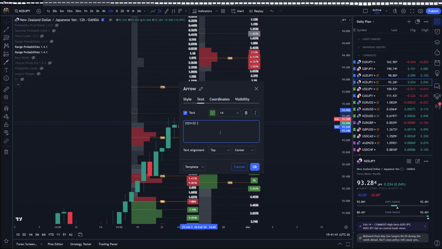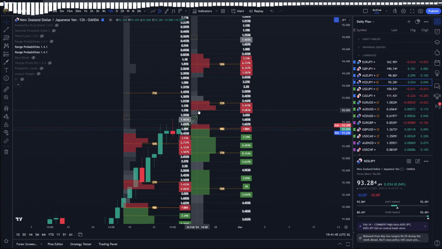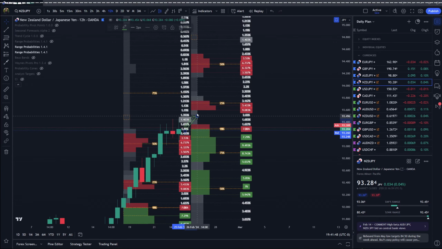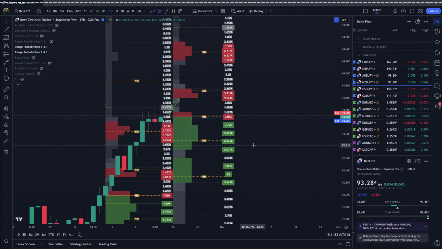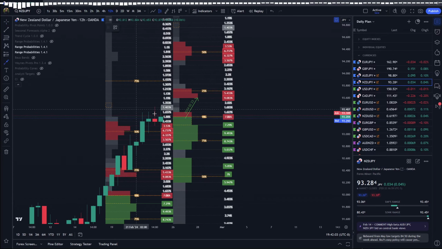It's at 23. So either up here or right at the open. I'll go ahead and conservatively place it around here. And then as RBNZ comes up, they'll probably stay hawkish. Actually, I'm thinking about flipping these around. So down first.